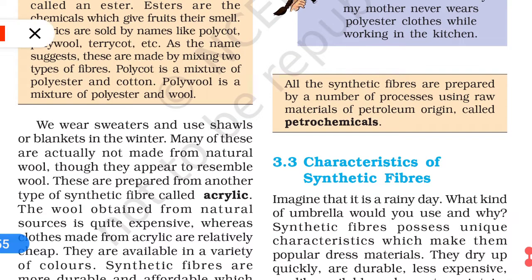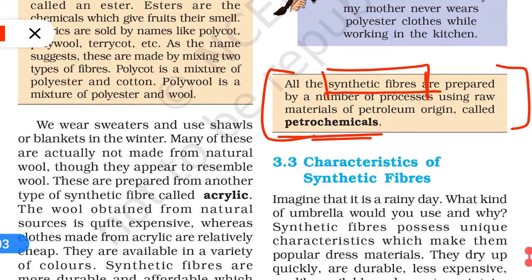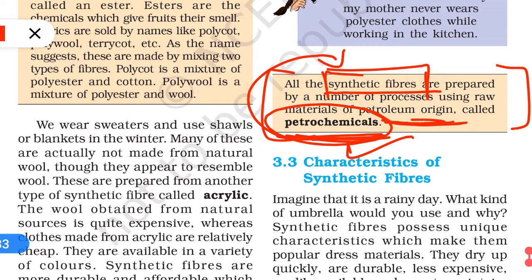Now, one important thing you need to note here is that all synthetic fibers are made by chemical processes, and in these chemical processes the raw material used is petrochemicals. So synthetic fibers are made from raw materials called petrochemicals. Why are they called petrochemicals? Because these chemicals, from which synthetic fibers are produced, are produced from petroleum. They are of petroleum origin.